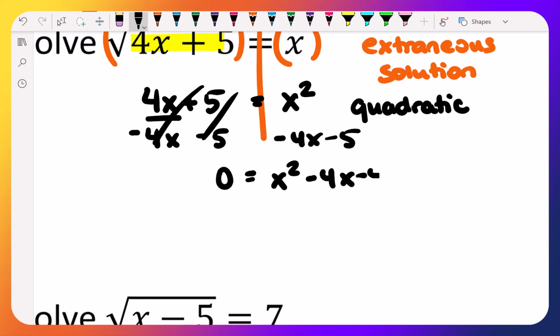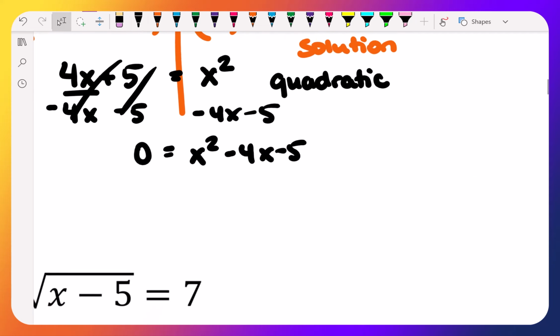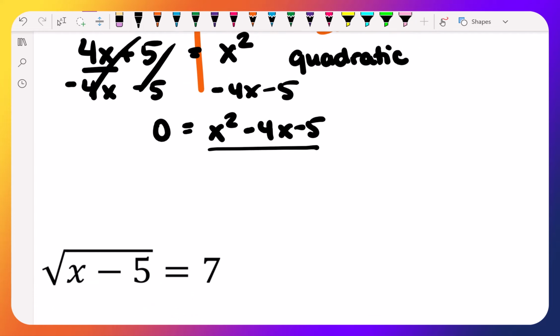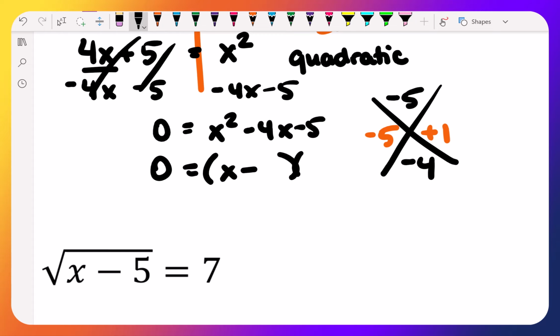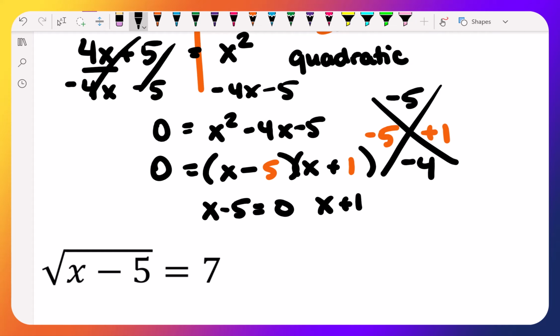Now, if you don't know how to factor, if you have access to Desmos, if you type this into Desmos, the solutions will be on the x-axis. Okay, so if you are going to factor it, we need to find the factors of -5 that add up to be -4. It's going to be -5 and +1. Remember, factors are not solutions, so you have to set each factor equal to 0, and then you're going to solve for each x.